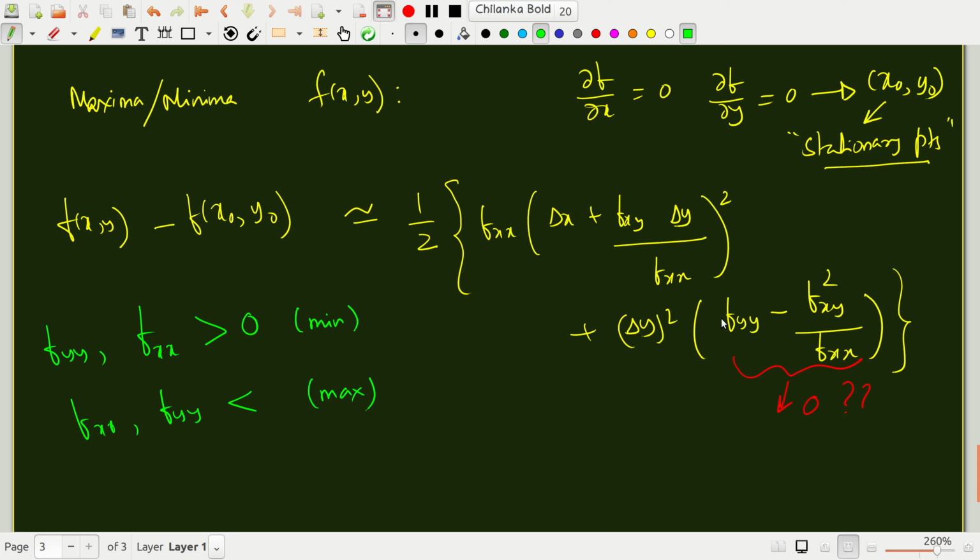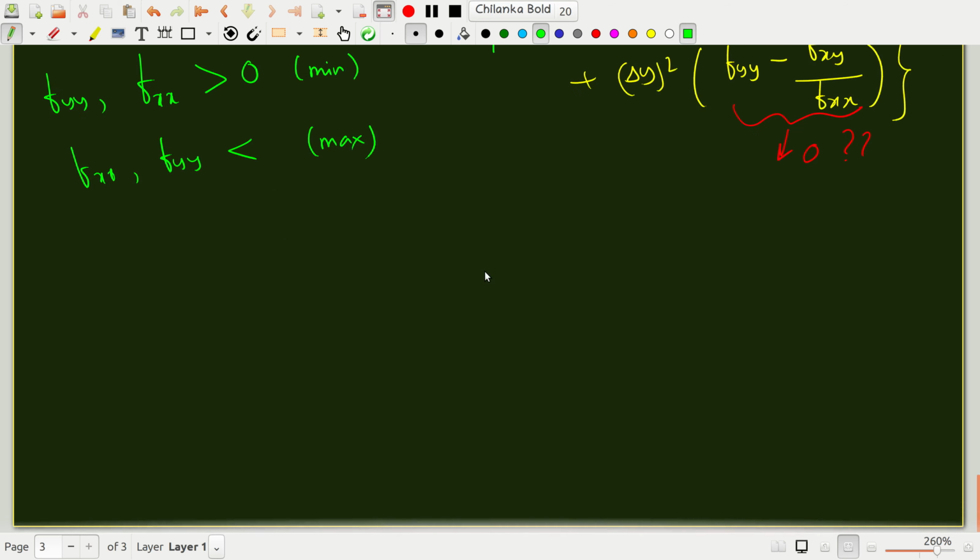Now, in addition, if this was to be 0, then this term is not going to matter. So, the only term that is going to matter is this, right. In the special case where this is identically 0, you do not have to worry. You still have this condition, whether f x x is greater than 0 or less than 0, you can still judge whether the function is maximum or minimum.